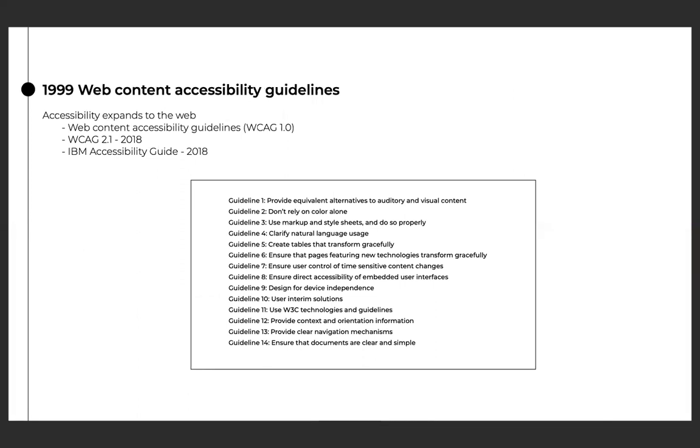In 1999, not only are we addressing different bodies and needs in physically built environments, we are now addressing human needs and measurements on screen with the Web Content Accessibility Guidelines. We have Web Content Accessibility Guidelines, WCAG 1.0, and then we have 2.1. And we also have national corporations that are creating accessibility guides. IBM is one, Microsoft is another. And then here are some of the sample guidelines on screen.